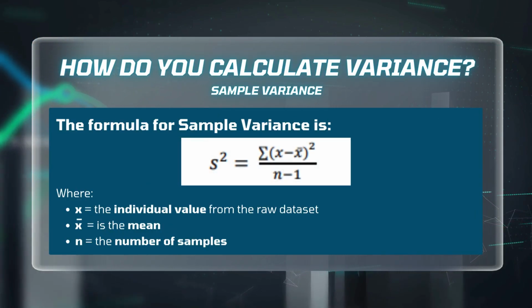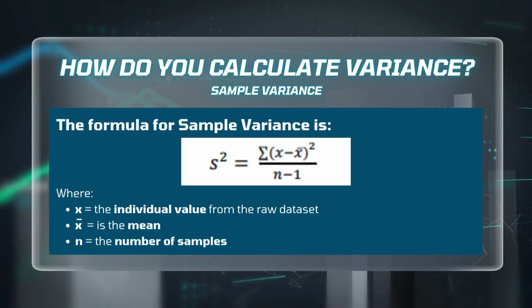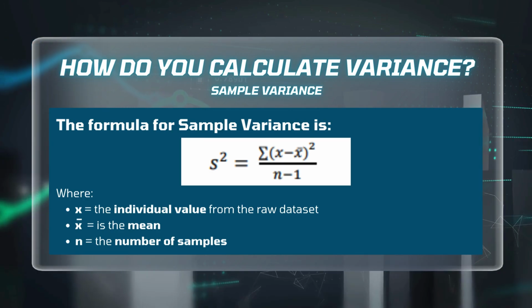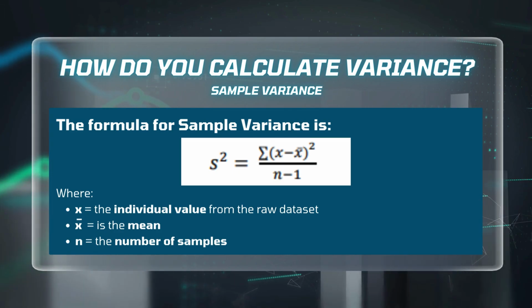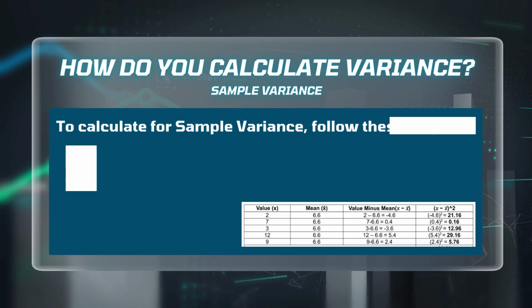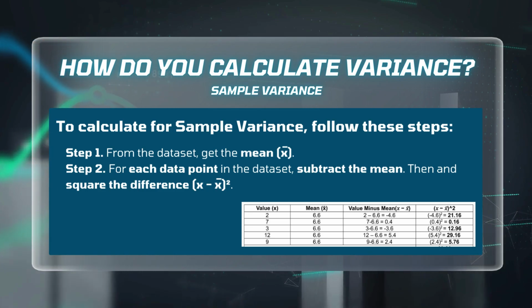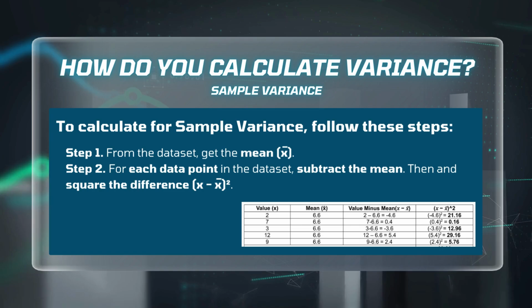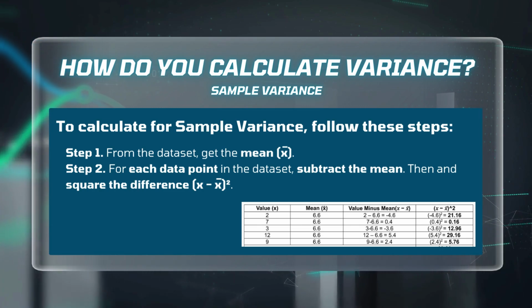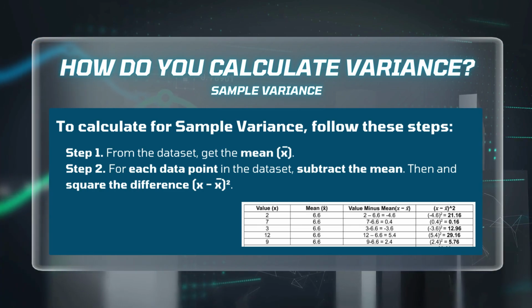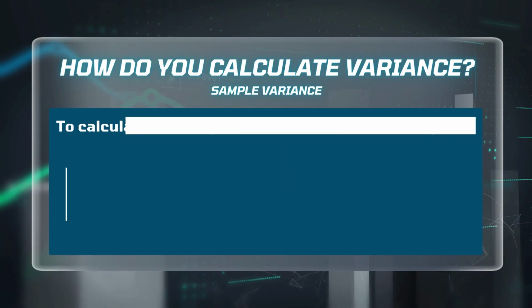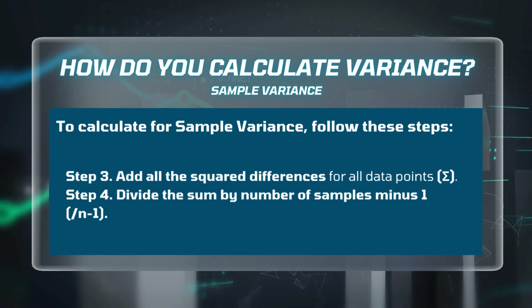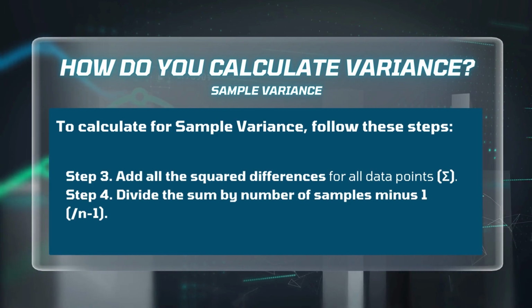The sample variance formula is very similar to the population variance formula. You only need a single minor change. For step 4, we now divide by n minus 1 instead of n. To calculate the sample variance, follow these steps. Step 1. From the dataset, get the mean. Step 2. For each data point in the dataset, subtract the mean, and then square the difference. Step 3. Add all squared differences for all data points. Step 4. Divide the sum by the number of samples minus 1.